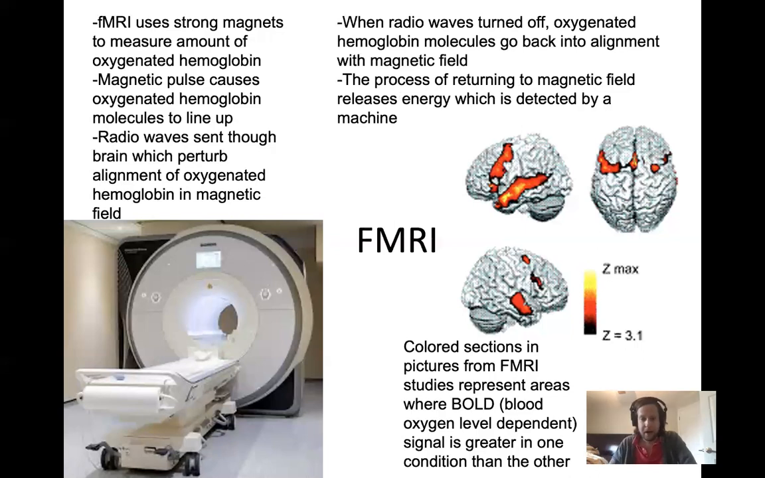The more oxygenated hemoglobin you have in a given region of the brain, the more it's going to snap back into place onto that magnetic field when the radio wave is turned off. The more it snaps back into place, the more energy is released, and that means you'll have a darker region, or that'll be one of the blobs on these brain pictures where there's a lot of activity. It will be a place where there's a lot of oxygenated hemoglobin. And when that oxygenated hemoglobin returns back to the magnetic field, it releases a lot of energy. And that energy is what is detected by the fMRI machine.